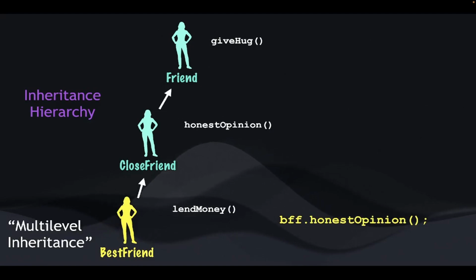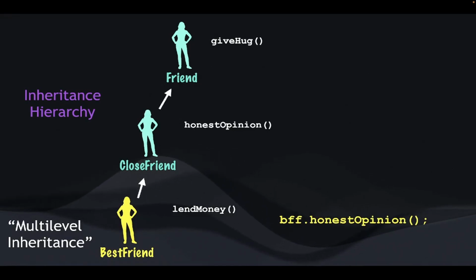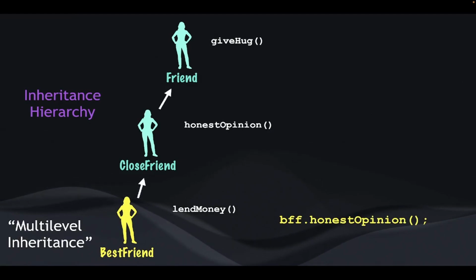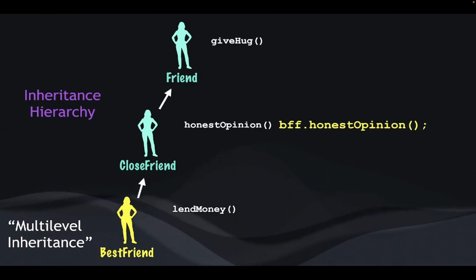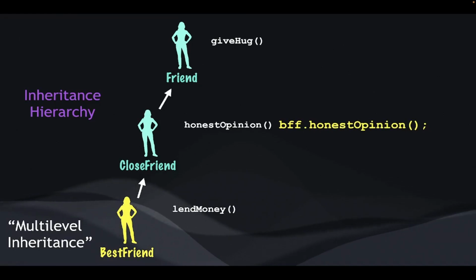So it goes to the best friend class and it looks for this honest opinion method. Of course, it's going to look around here and not see that. But what it is going to see is that, oh, best friend doesn't have an honest opinion method, but it does extend close friend. So I better go look there. And so it's going to go up the inheritance hierarchy one level, and it's going to look in the close friend class. And it's going to look and see, oh, here's an honest opinion method, so I'm going to use that.